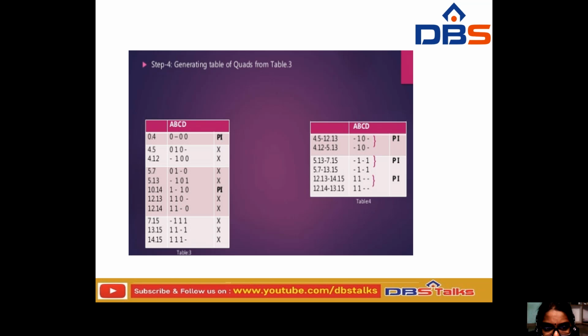See, from this we are going to generate the table of quads from table 3. Quad means we are going to take groups of 4. So from this we are going to take this table of quads. Just like that, we are going to simply move on to the next case. Okay.